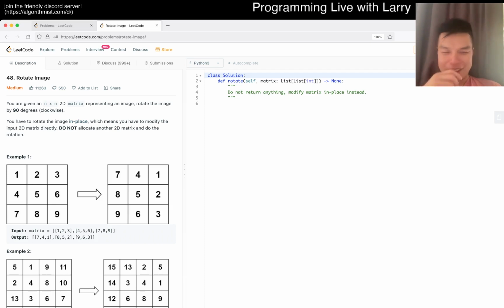Though it's rotate image, so it seems pretty okay. But yeah, today's problem is 48, rotate image.